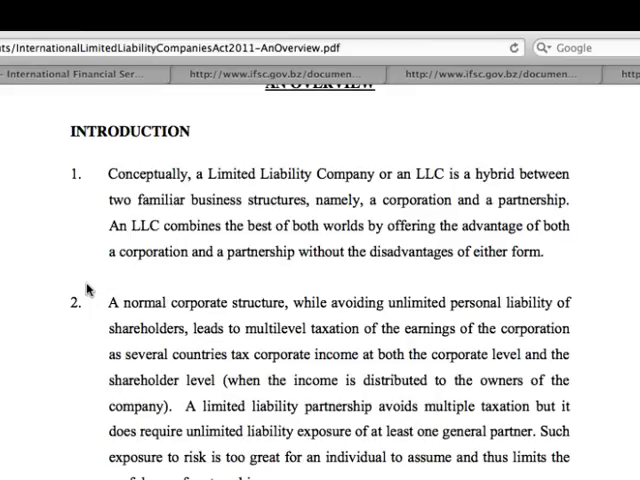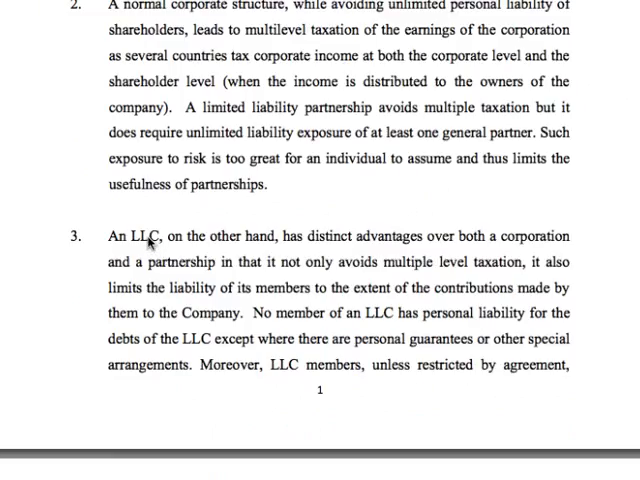They want to take the business away from Nevis, and they've done some things to make their laws even stronger and harder to get to an LLC. I'm going to talk about some of them briefly. Number 3: an LLC has distinct advantages over both a corporation and a partnership in that it not only avoids multiple level taxation, it limits the liability of its members to the extent of the contributions made by them to the company.